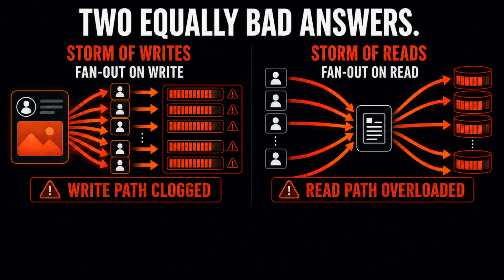Now you have two equally bad answers. Door 1, write that post into 20 million home feeds right now. Door 2, wait until each follower opens the app and assemble the feed then. Door 1 is a storm of writes. Door 2 is a storm of reads. Both answers break the system. That is the trap. The hard part is not storing posts. The hard part is the read model.